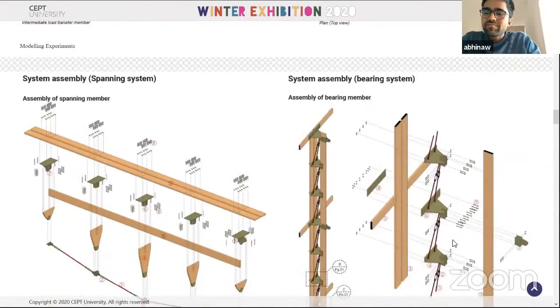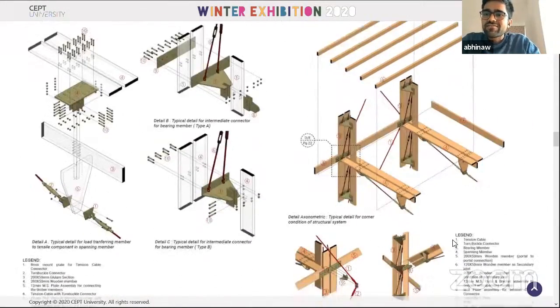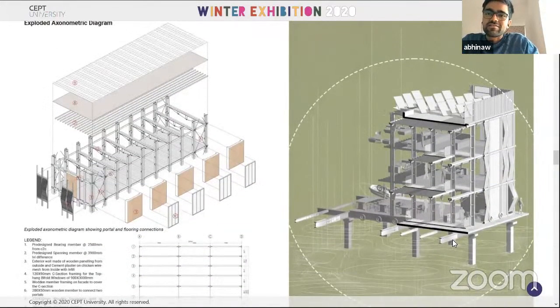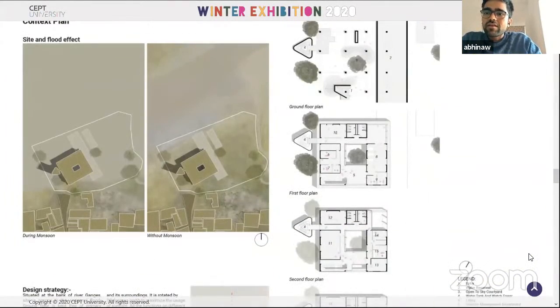Yeah, so this we did. And then these are the details. Going through next, we detailed how the systems are joining together. And then there is this expression of system, how everything is coming together. Going to next, we have the architecture program.